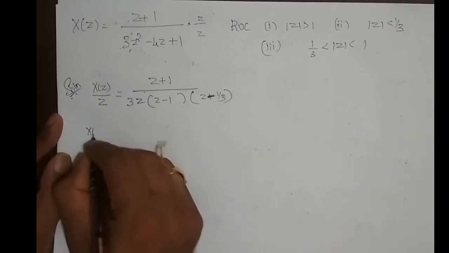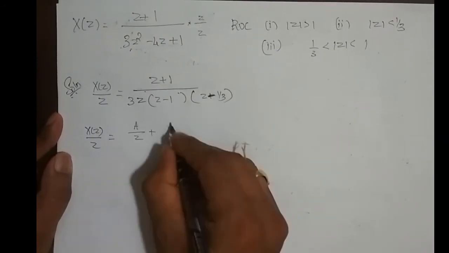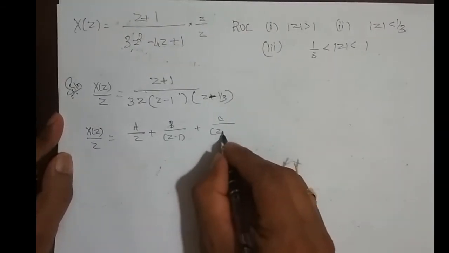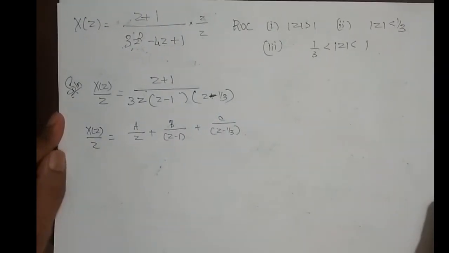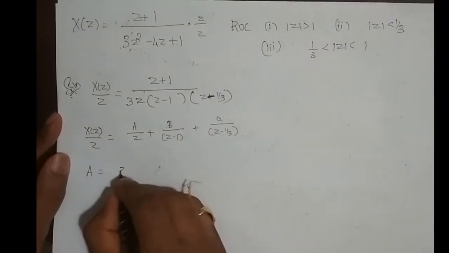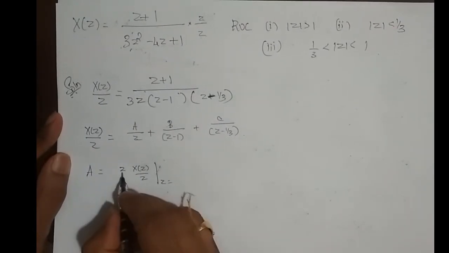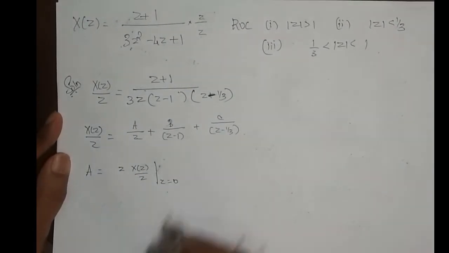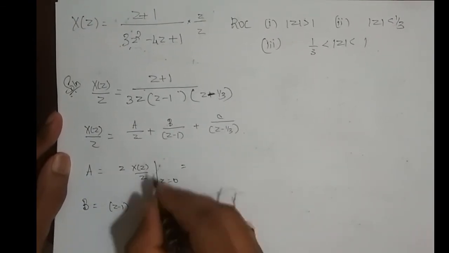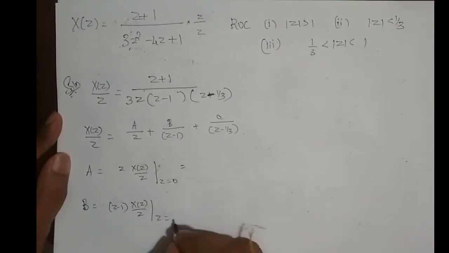Now I have to perform partial fraction expansion. So X(z) by z is A divided by z plus B divided by z minus 1 plus C divided by z minus 1 by 3. What is the formula to find A? A is equal to z into X(z) by z at z equal to, for what value of z does this go to 0? 0. Okay, and what about B? B is z minus 1 into X(z) by z at z equal to 1.